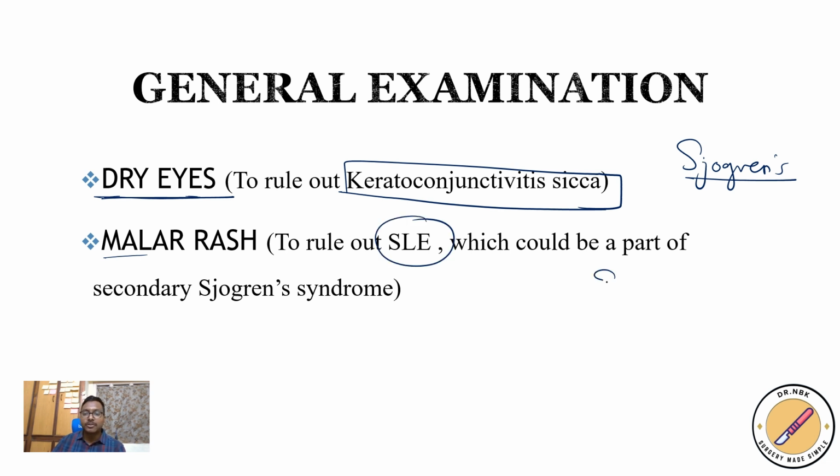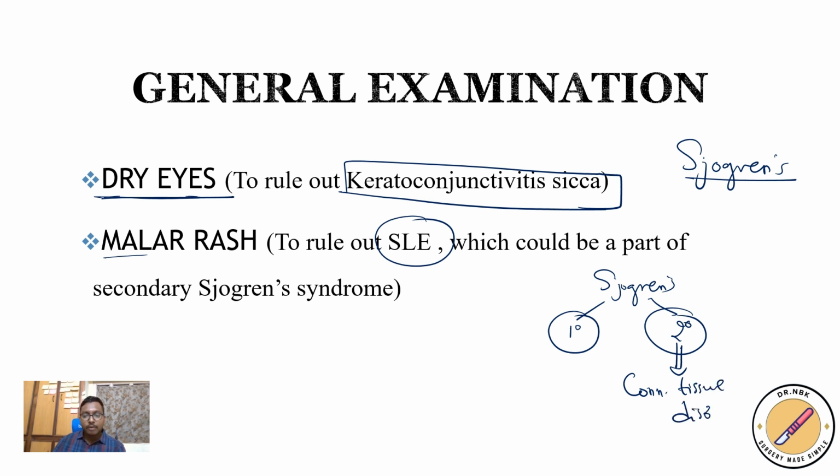I told you Sjogren's is of two types. One is primary Sjogren's, which is not associated with any connective tissue disorders. Another one is secondary Sjogren's, which is related to connective tissue disorders. There will be associated connective tissue disorders, and one of the most important is nothing but your SLE. The others are rheumatoid arthritis. So SLE is the most common connective tissue disorder related to secondary Sjogren's.